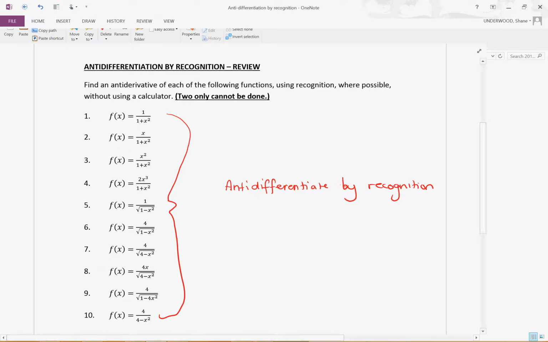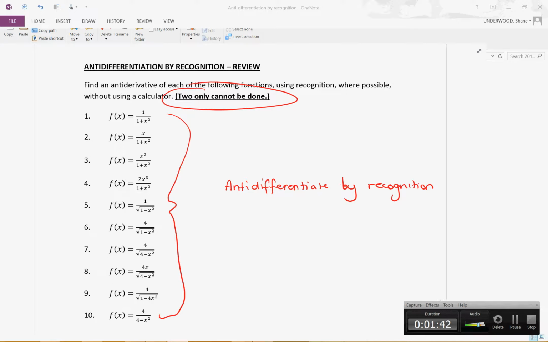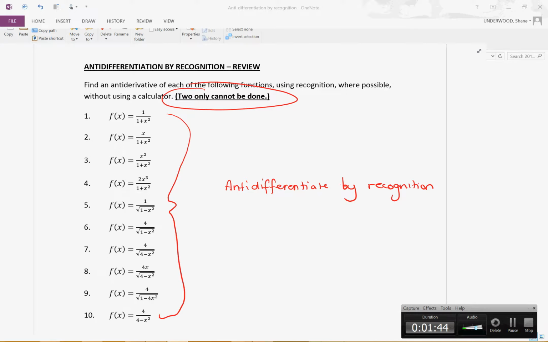Now, the hint is that 2 cannot be done. That doesn't mean that it can't be done, but it just can't be done by methods we've shown you so far. And there also might be a hint: you may have to do a division of polynomials. That could be one of the options. So I'm going to pause the video now. I'm going to get you to write those 10 out and anti-differentiate by hand where possible. And I want you to recognise which one of these you simply can't do with what you know so far. So I'll pause it now.